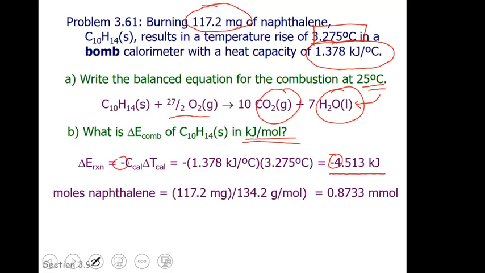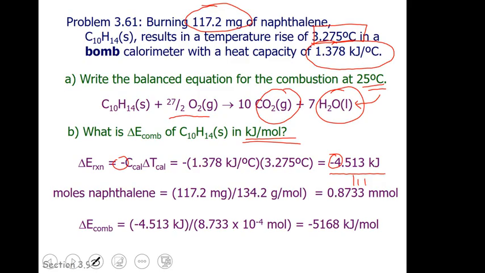So you notice that if I take my milligrams of naphthalene and divide it by the molecular weight, I will wind up with 0.8733 millimoles. So this minus 4.513 kilojoules occurs for that number of millimoles. In order to get my answer in kilojoules per mole, I simply need to divide those two numbers.